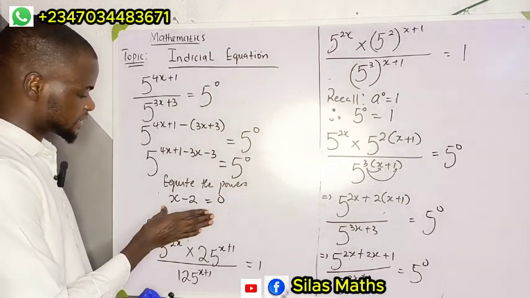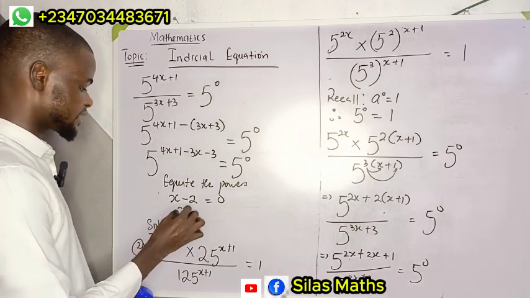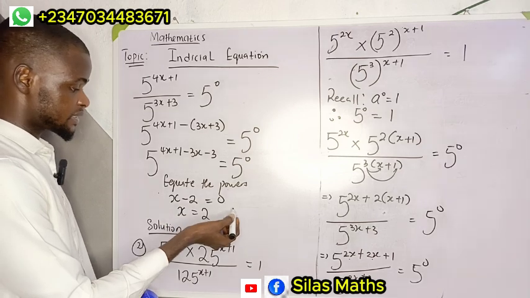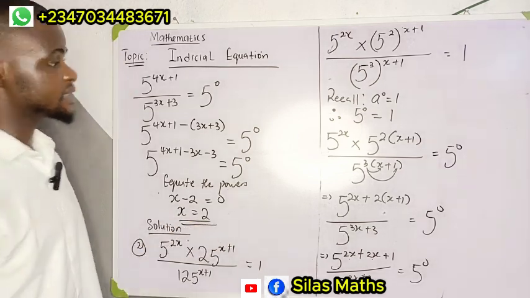So at this point, what we do is to collect like terms. So in collecting like terms now, this minus 2 has to cross over to the other side. So I'm going to have x equal to 2, because whenever negative crosses over to the other side of the equation, it becomes positive. So that is our answer. This is the answer to this problem.